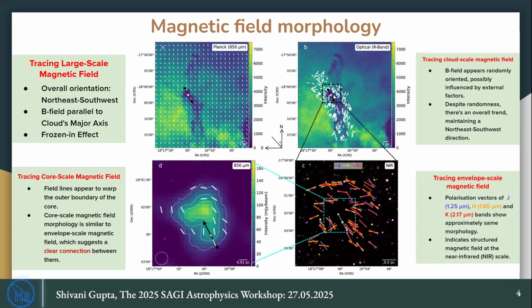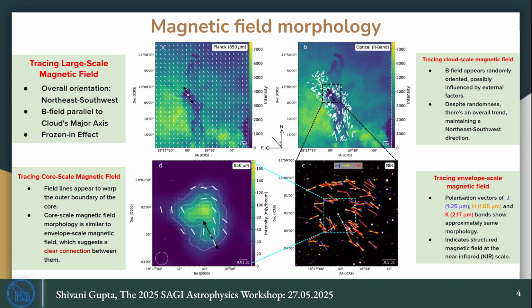When we again zoom in on this rectangular box, we can see that it is tracing the envelope scale magnetic field by using these three color-coded vectors, which represent J, H, and K band. At given RA and Dec, we can see that it is showing the same morphology, which also indicates that magnetic fields are structured at NIR scales.